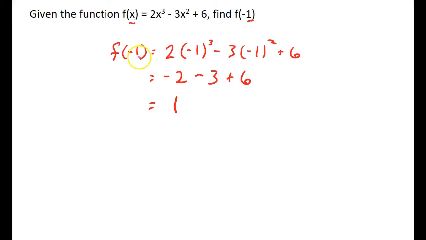So we say f of negative 1 is 1. In an ordered pair, that would be negative 1 comma 1. We put x in, we get out positive 1 for y.